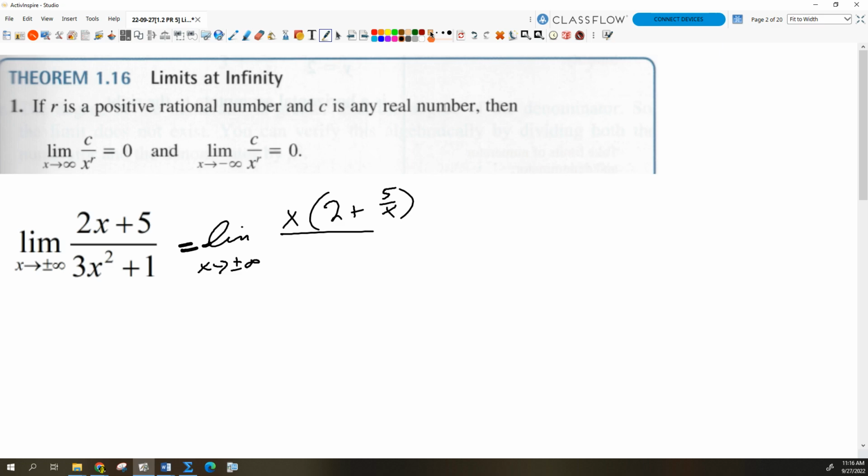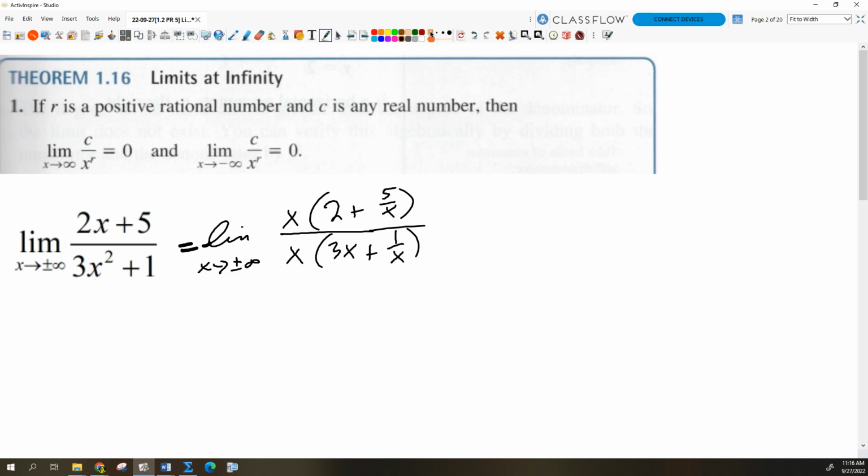Really what we did, if I want to factor an x out, is I took each of these two terms and divided by x to see what remains. 2x divided by x is 2. 5 divided by x is 5 divided by x. Can't simplify that, right? What about the bottom if I factor an x out? What am I going to get there? 3x plus 1 over x.